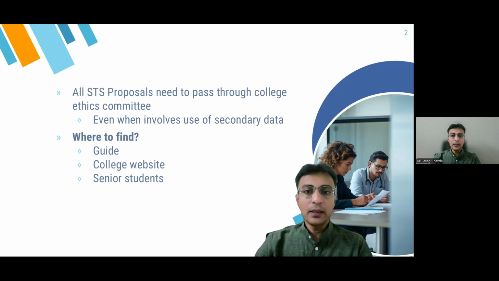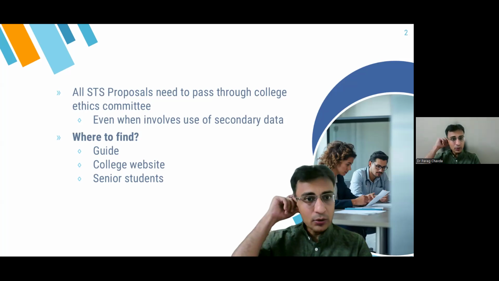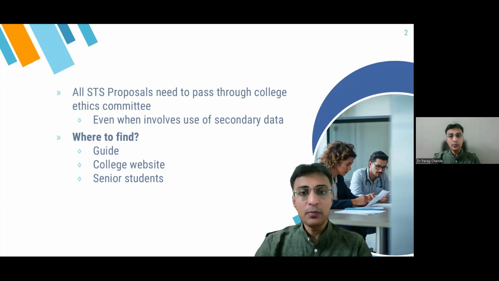You will find the details of your ethics committee and the procedures required to process your proposal through ethics committee by talking to your guide. Probably the details might be available on college website as well. And the easiest task might be to talk to your senior students who might have done STS project or other student research projects.